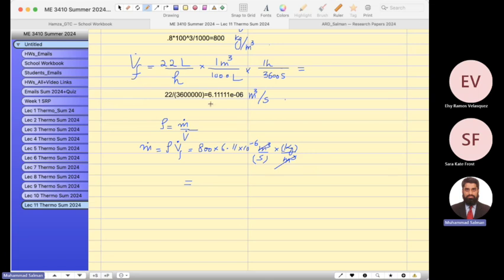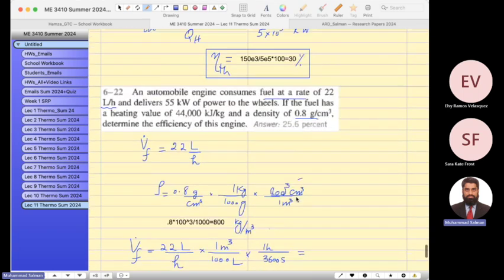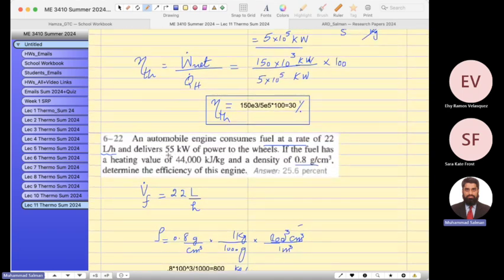So let's write it down here. The mass flow rate of fuel, this is our fuel, and then you can just do the math here. 800 times 6.11 raised to the power minus 6. That is 0.00489 kilograms per second. And now we have found the mass flow rate of fuel. Now it is asking, it delivers this much power. So the power it delivers is W dot net.